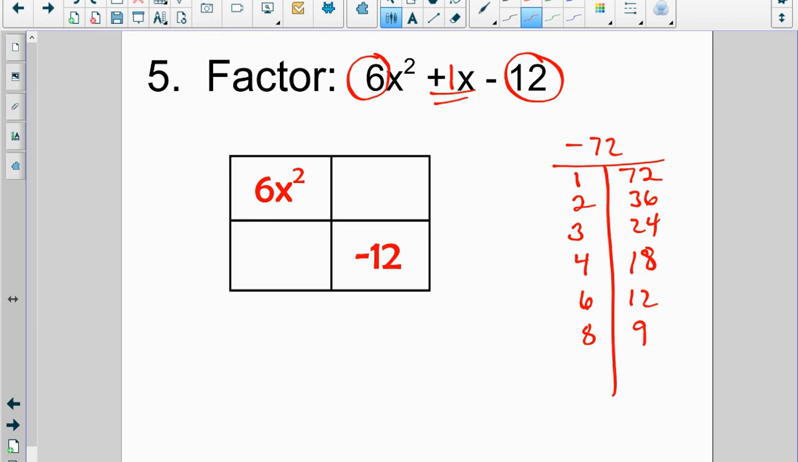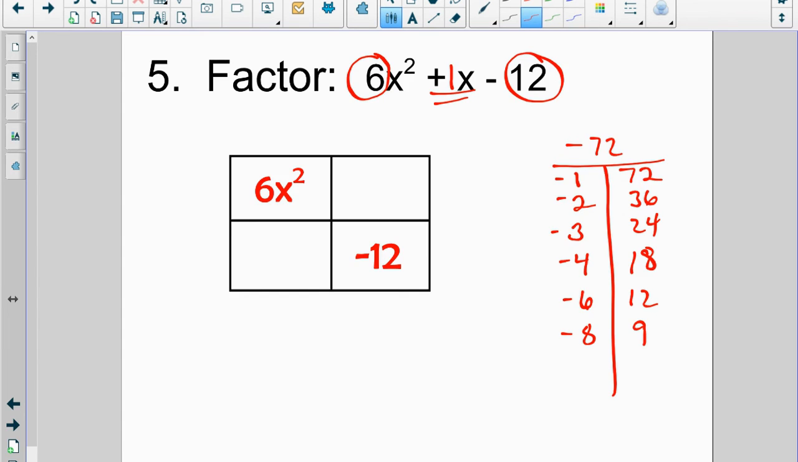Knowing that they have to add up to a positive 1x, my rules of adding a positive and a negative together tell me that the bigger number takes the sign of the sum. So my bigger number has to be the positive number, meaning the smaller number in each pair has to be the negative number. All those little clues together really help us here and make our job a little bit easier.